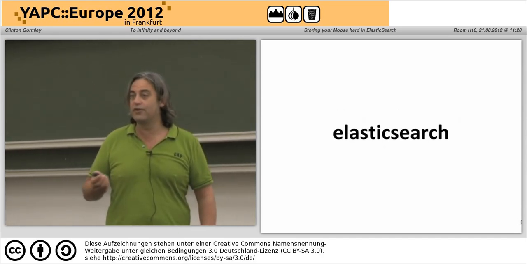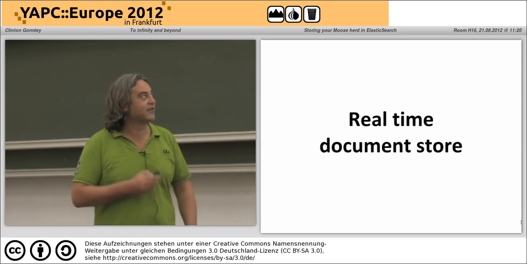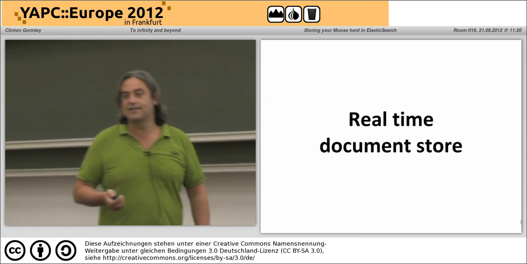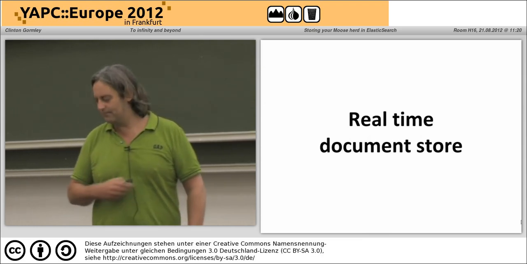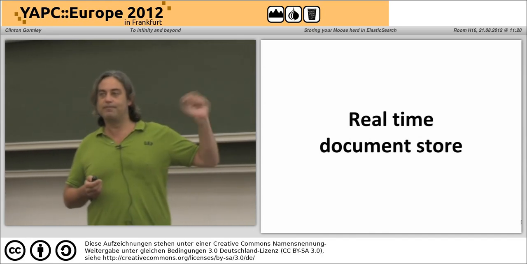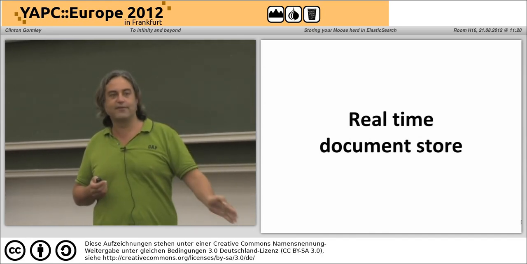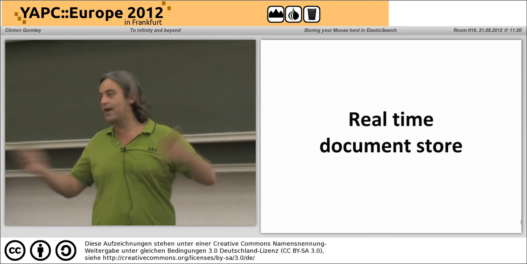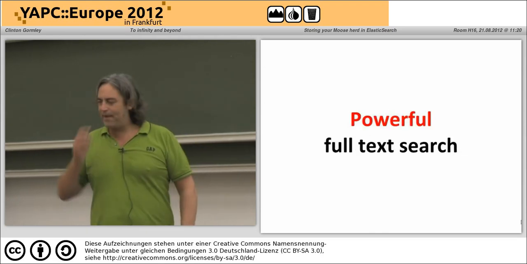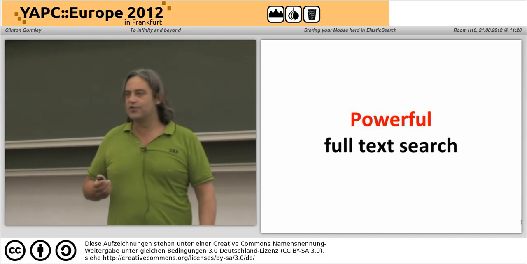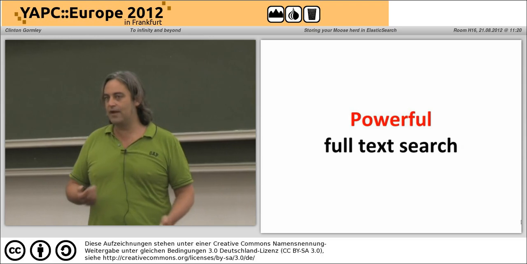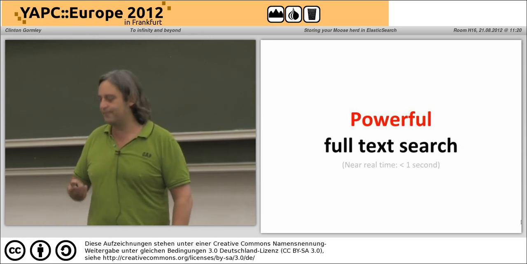Quite a few of you have heard of it, but let me tell you a bit about it. Elasticsearch is a Lucene-based product, much like Solr, but knocks the socks off Solr. It's a real-time document store. By real-time, I mean that as soon as you index a document, it is available to be retrieved by any other node in the system. It's a powerful full-text search engine. If any of you have used Lucene and Solr, you have an idea of how flexible and powerful it is.